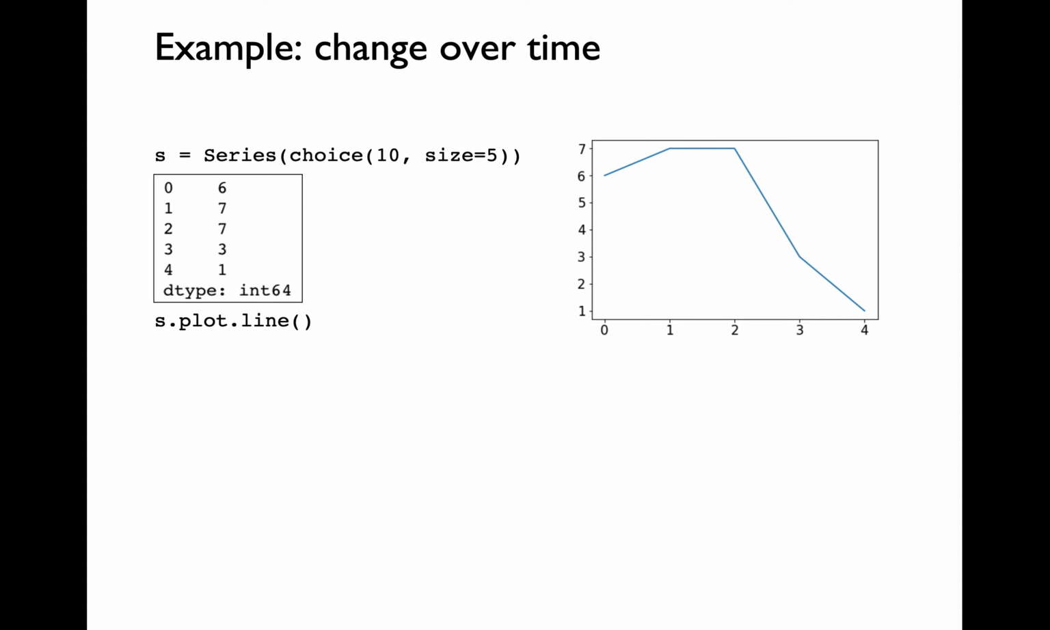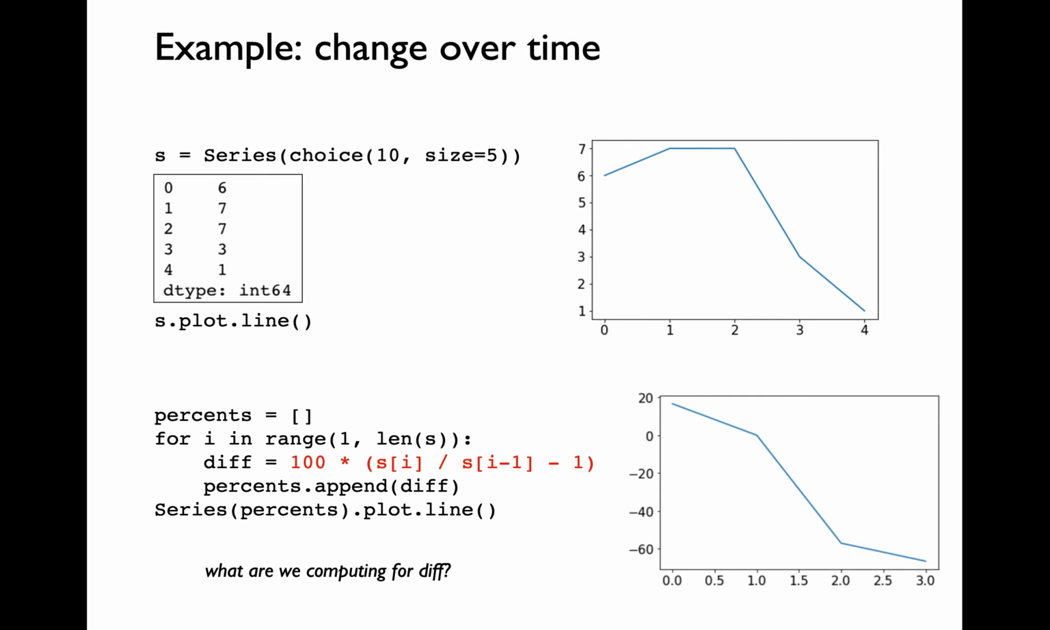What if I'm interested in plotting the percentage difference between each random choice over here? For example, the percentage increase between 6 and 7 is nearly 20%. Between 7 and 7, it's 0%. Between 7 and 3, it's minus 60%, and so on. I can do that by iterating over my series of values over here.